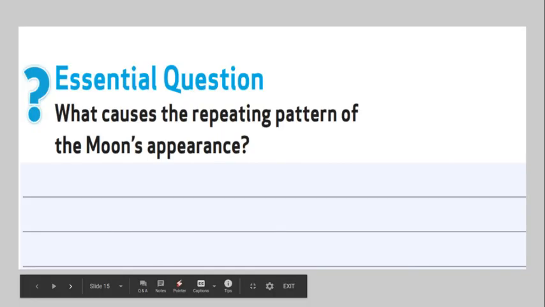All right, very good. So we're back to our essential question. What causes the repeating pattern of the moon's appearance? We're going to be able to answer this next week when we learn more about the moon's appearance and the moon's phases. So stay tuned.